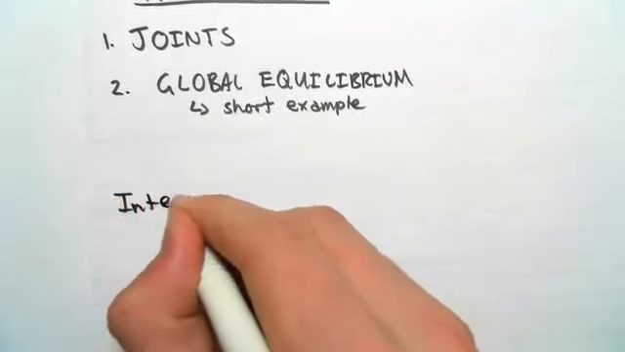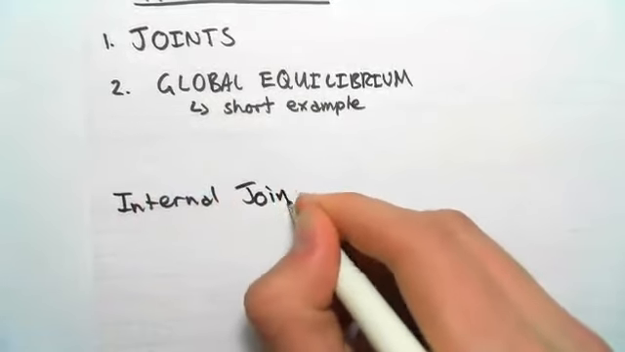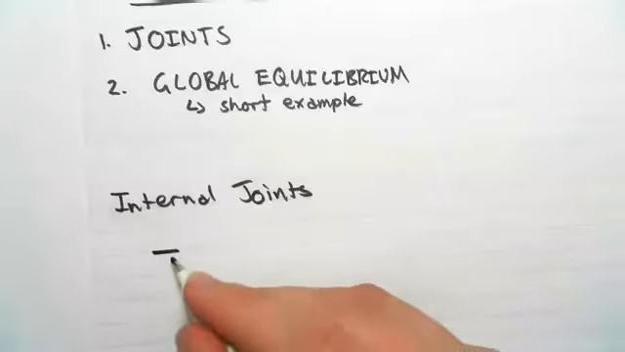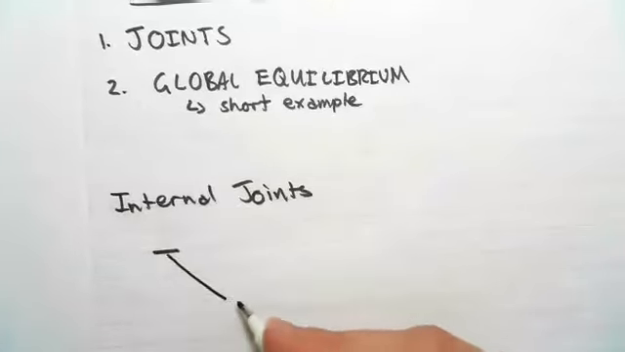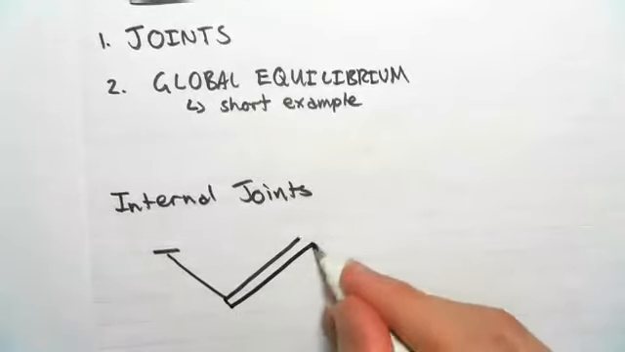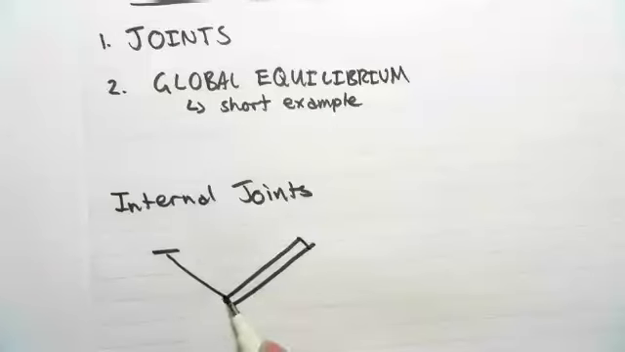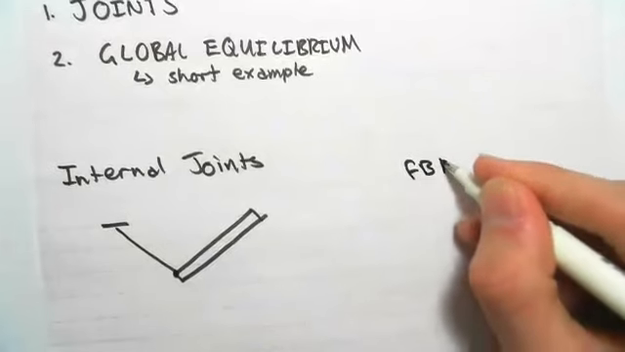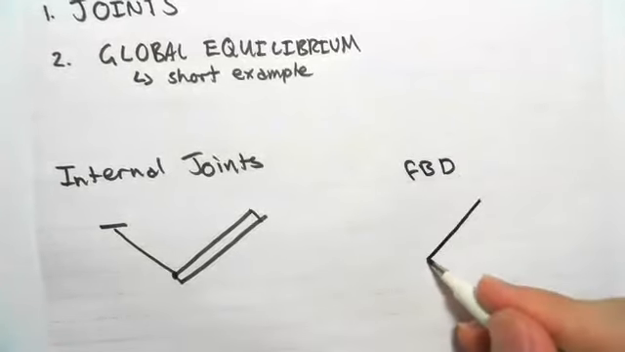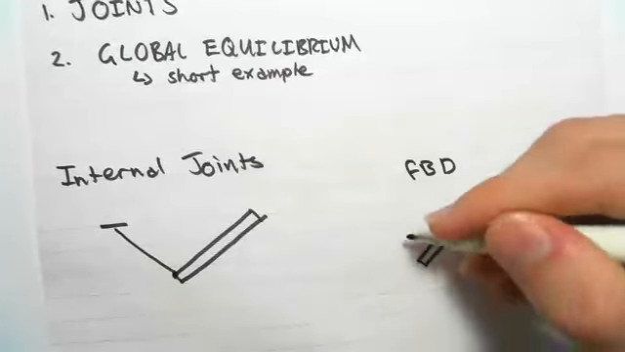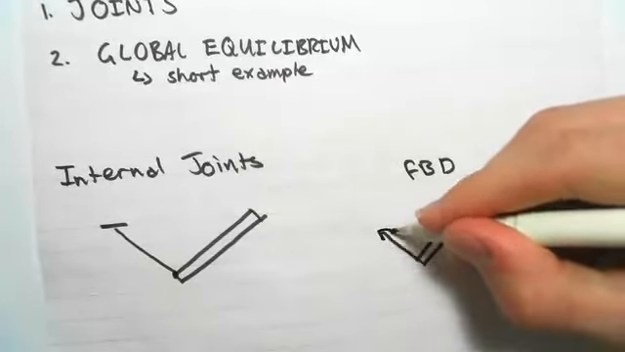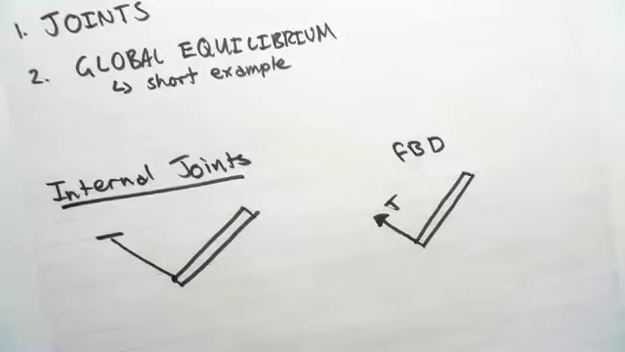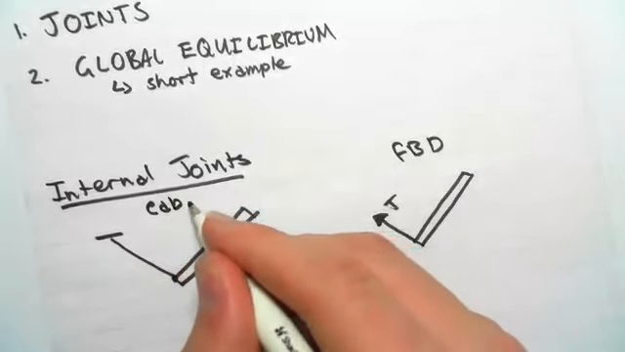So internal joints. These are things like cables. So you could have, let's say, a cable coming down and then a beam here. So this is a cable joint here. What this looks like in a free body diagram is literally you have the beam and then the force going in the direction of the cable. So that's the tension force. So that's one of them. I'll just label that cable.